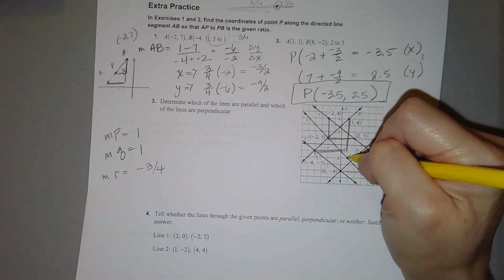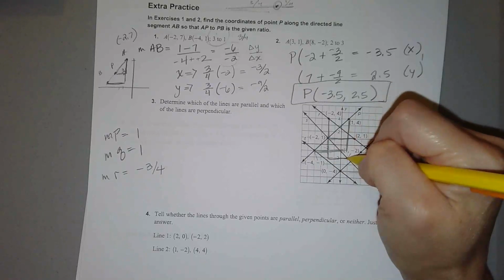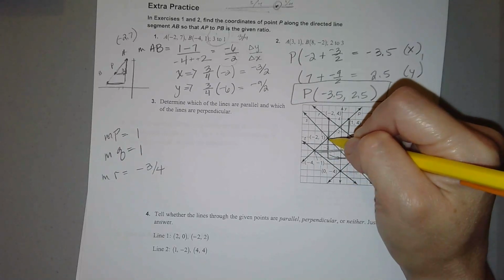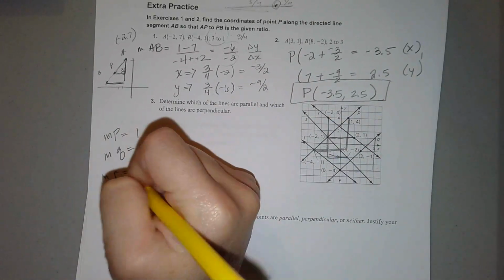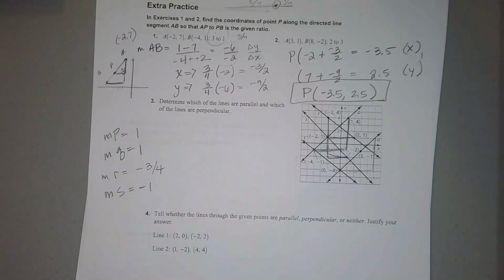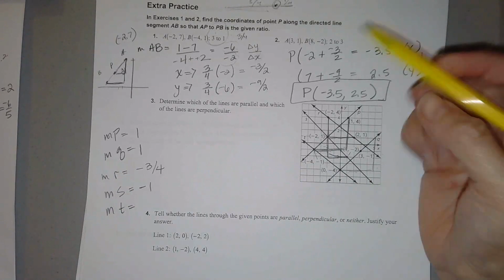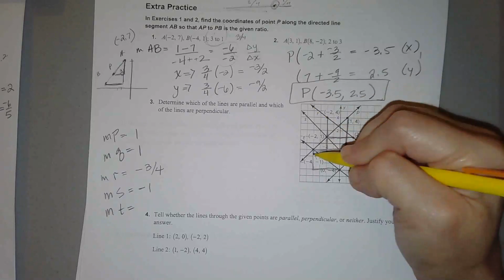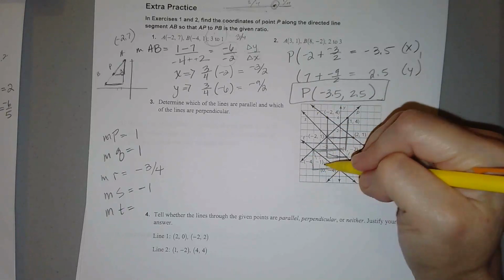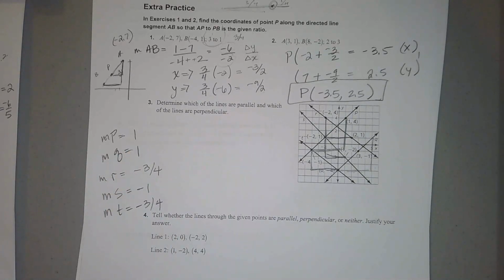For S, again, just pick 2 points. So I guess I'll pick this one and this one. It's going to be negative because we're going to go down. So 1, 2, 3, and 1, 2, 3. So down 3 and over 3 means my slope is -1. And then the slope of line T, which is the last one, I'm going to pick this point and this point. So I'm going to go down 1, 2, 3 and over 1, 2, 3, 4. So down 3 over 4 is -3/4 as a slope.